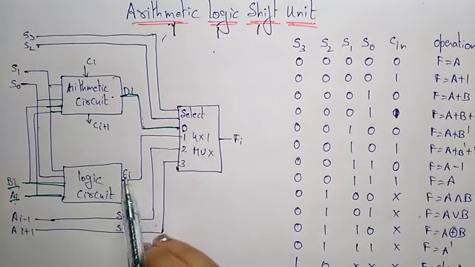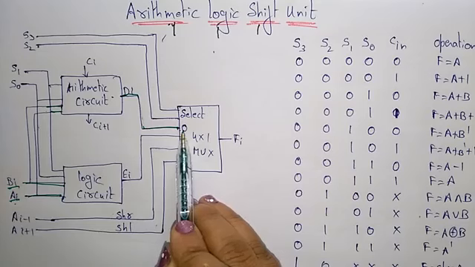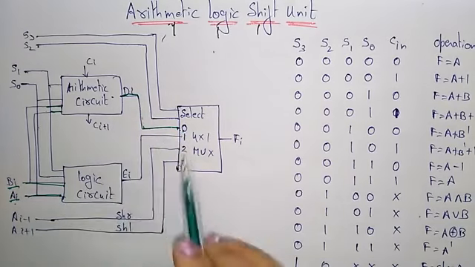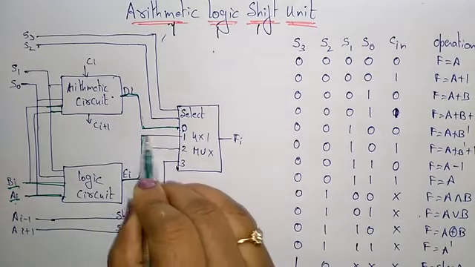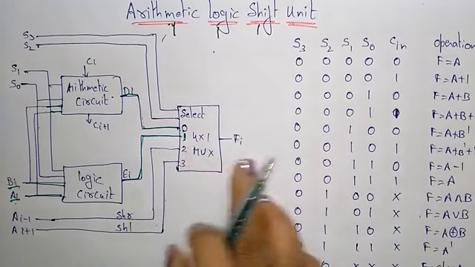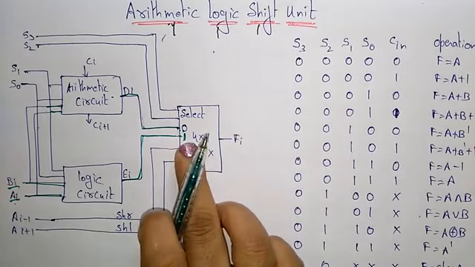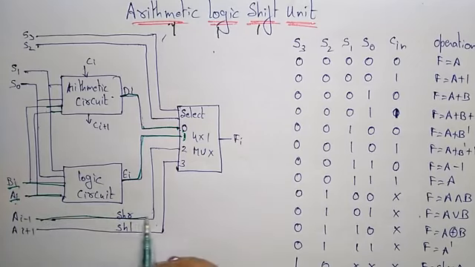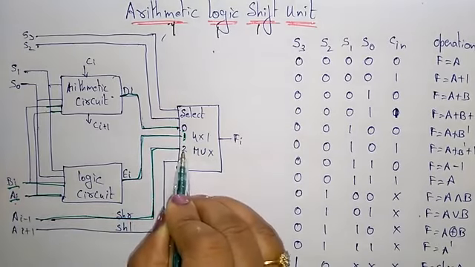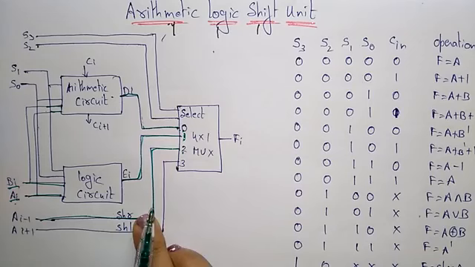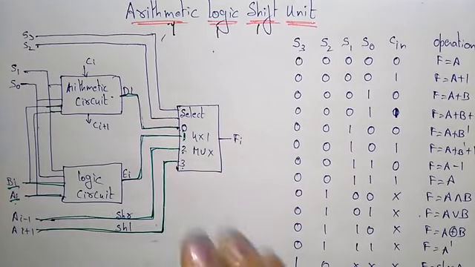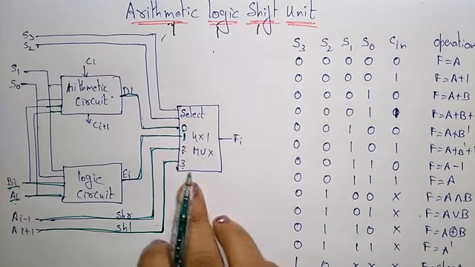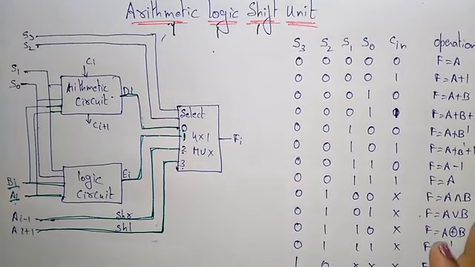This will be the 0. 0 indicates it is performing only the arithmetic operations. Suppose if the input of the multiplexer is 1, it is doing only the logical operations. And if the input of the multiplexer is 2, it is doing the shift right operation. If the input of this multiplexer is 3, it is doing the shift left operation.